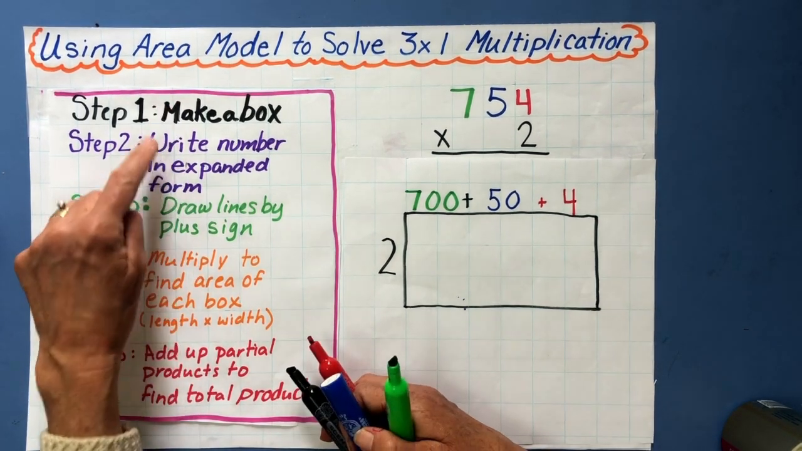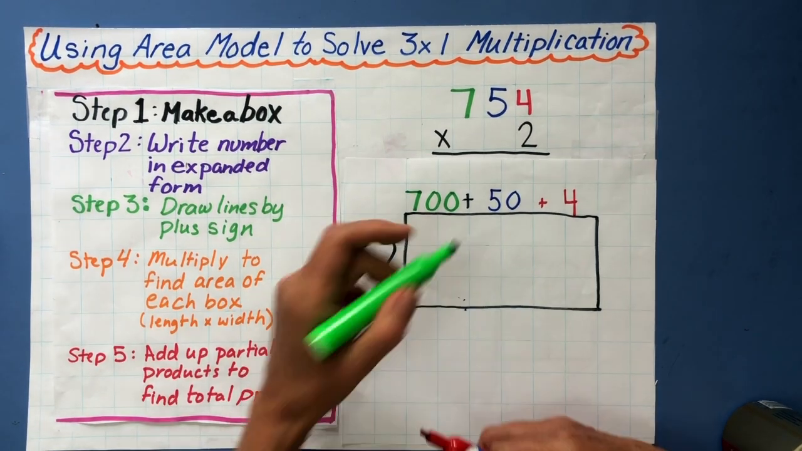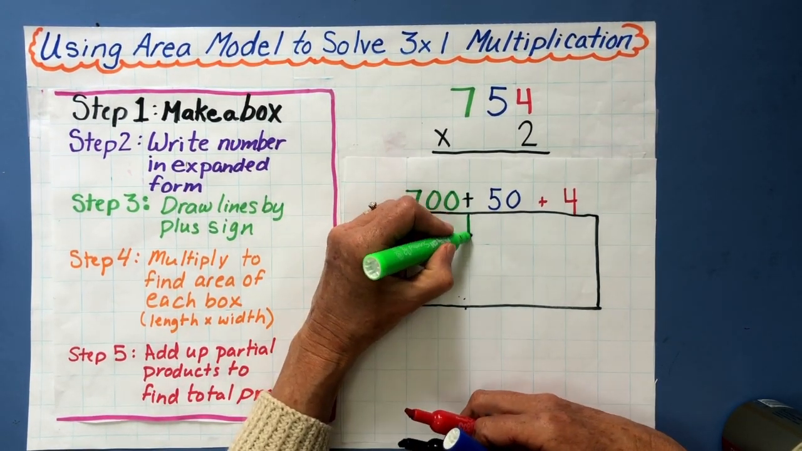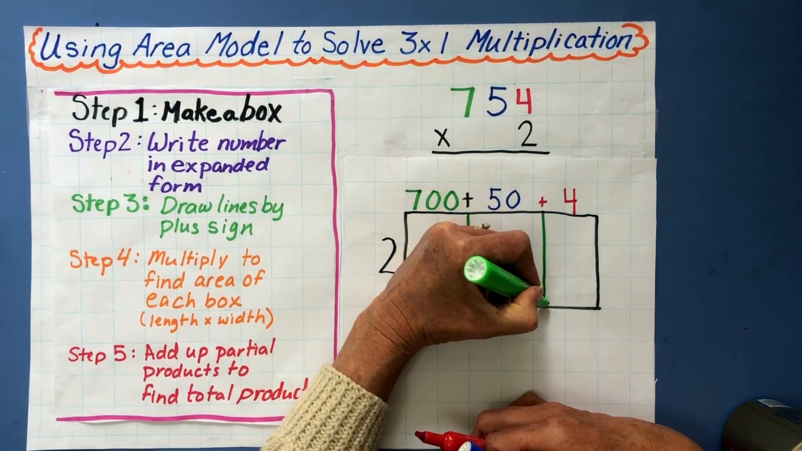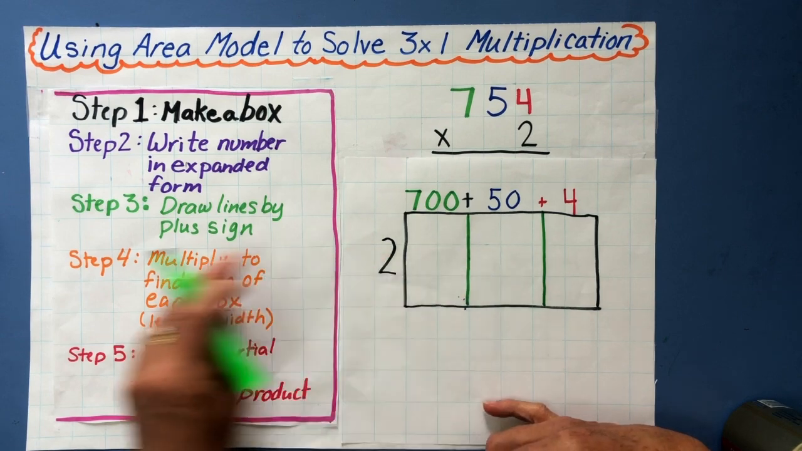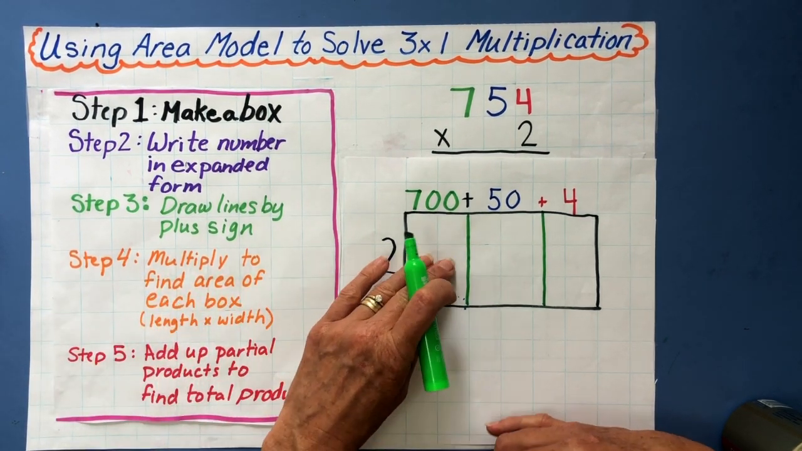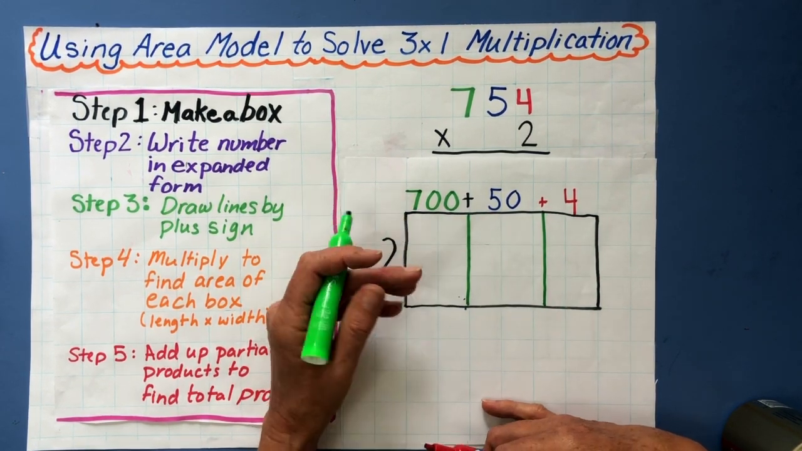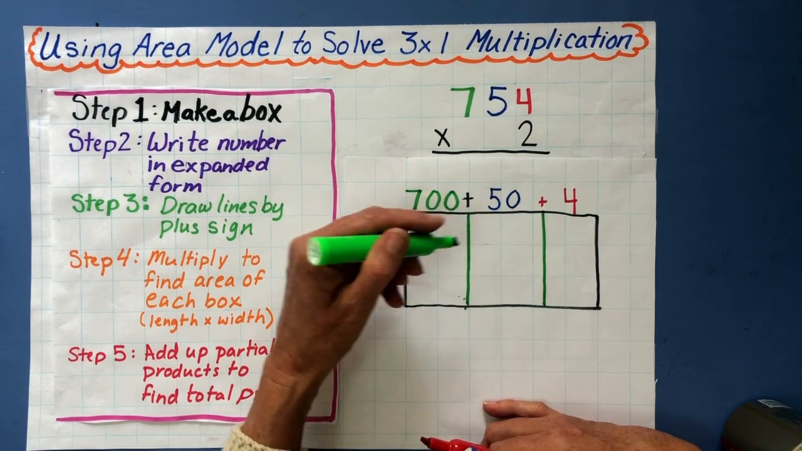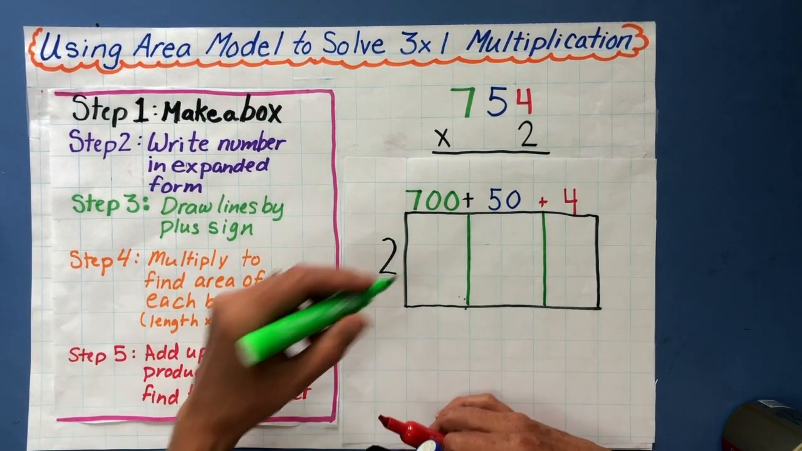So I've done 1 and 2, now I'm at 3. Draw lines by the plus sign. So see, this is a plus sign, and you're just going to draw a vertical line down here and a vertical line down here. Now the next step 4, it says multiply to find the area of each box. Now this isn't a good representation of the areas, so it's not to scale, so I apologize for that. But it doesn't really matter with the numbers.